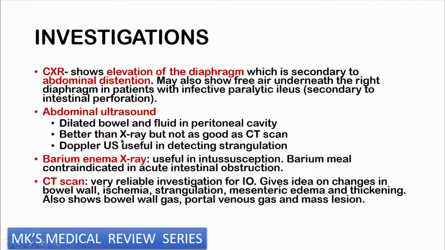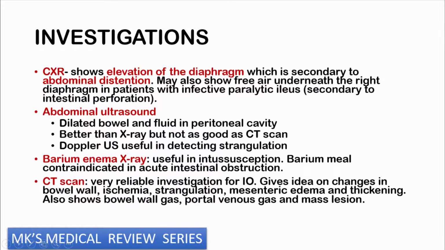Then you may have abdominal ultrasound that may show a dilated bowel and fluid in the peritoneal cavity. It's much better than an X-ray, but not as good as a CT. You may also sometimes do a Doppler ultrasound that may be useful in detecting any strangulation that may be present. Also order a barium enema X-ray that is useful in intussusception, only when you're suspecting intussusception, because generally barium studies are contraindicated in acute intestinal obstructions, because if there's a perforation and you administer contrast and it goes into the peritoneum, it will lead to peritonitis. So that's why we generally tend to avoid them, and I generally don't order them for my patients when they come in with intestinal obstruction.